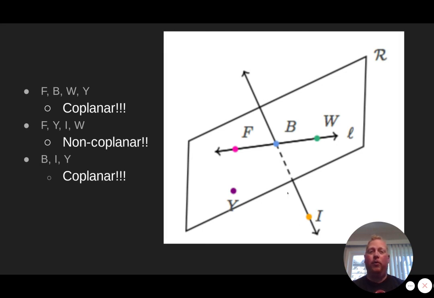So anytime you're given 3 points and you're asked, is it coplanar? Yes. If you're given 2 points and asked, are they collinear? Yeah, you can connect those with a line. So any 2 points will always be collinear. Any 3 points will always be coplanar.